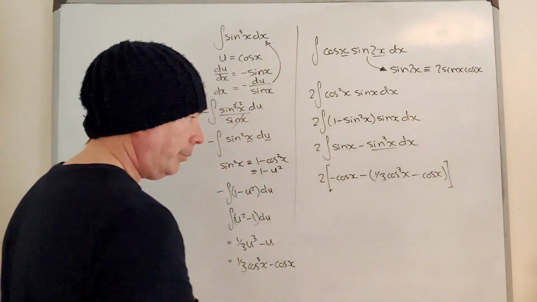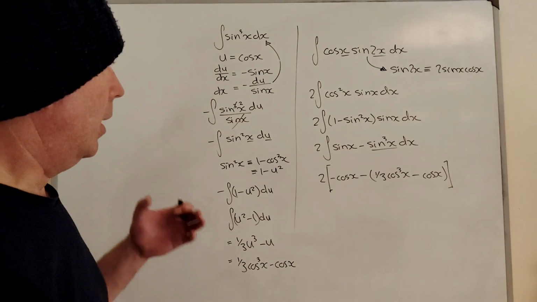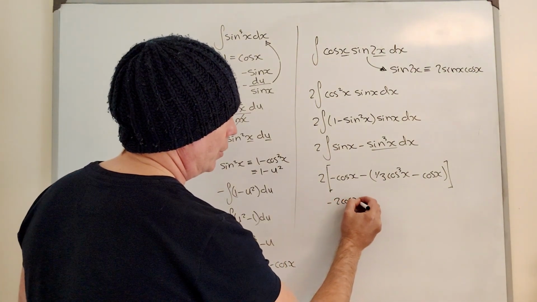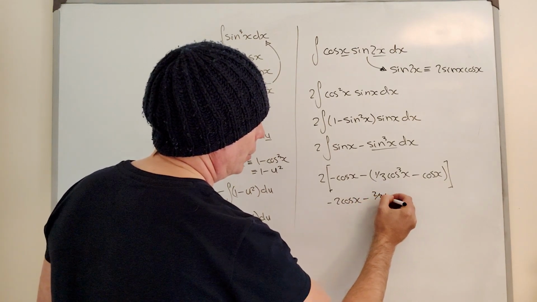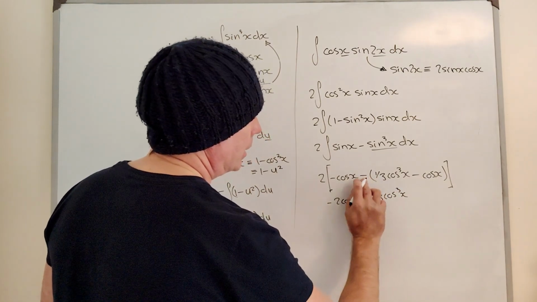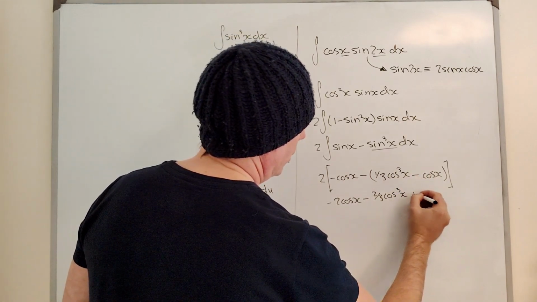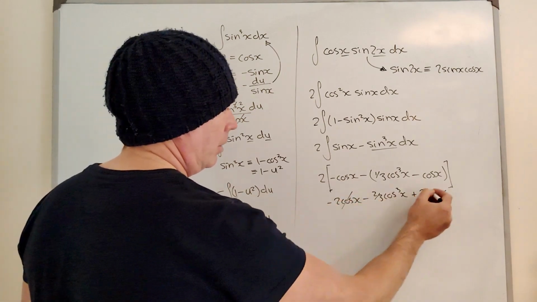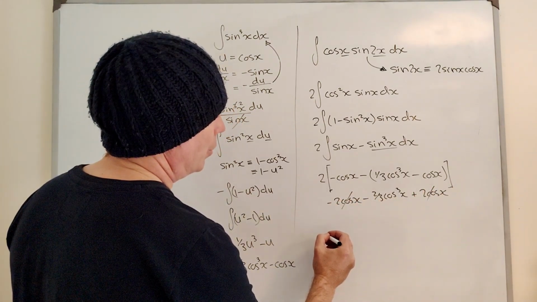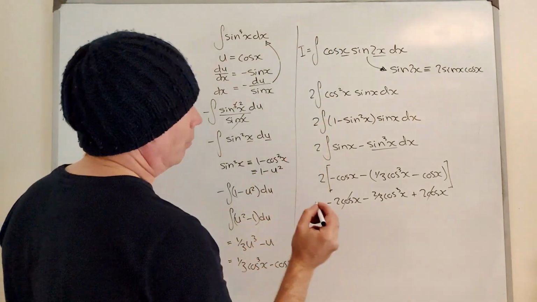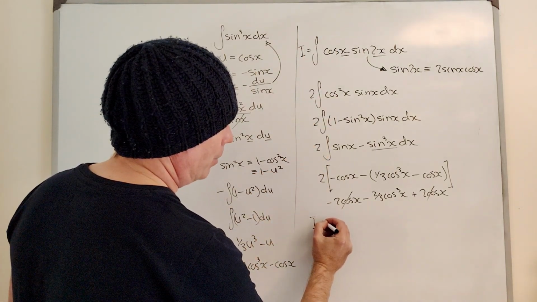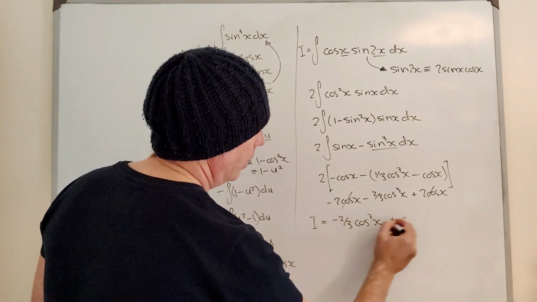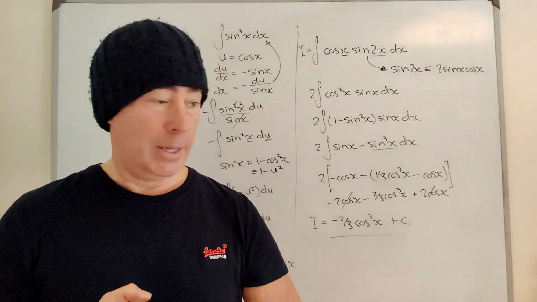And all I now need to do is multiply everything through by 2. So I end up with negative 2 cos x minus 2/3 cos cubed x, negative, negative, you end up with plus 2 cos x, and conveniently they cancel, so I end up with my integral. I'm just going to call this I, just so I don't have to rewrite the whole thing out again. I becomes equal to negative 2/3 cos cubed x plus c. Okay, so that's nailed that one shut.